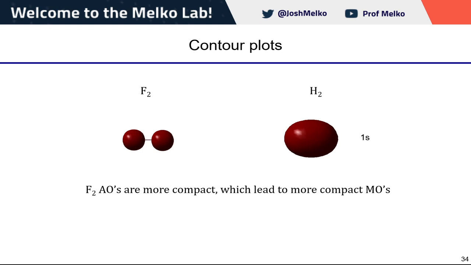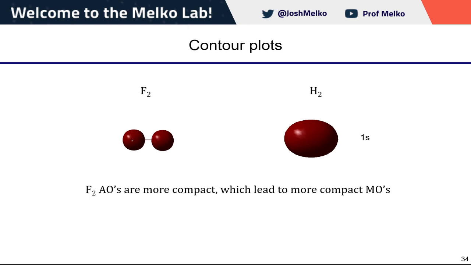So here I'm graphically showing these molecular orbitals I built in this program called Gaussian, calculated for hydrogen 2 versus fluorine 2. And the atomic orbitals are much more compact on fluorine, so you get molecular orbitals that are much more compact, right? Whereas on hydrogen, the atomic orbitals are larger, so there's more overlap, and you get this oval shape. For fluorine, the molecular orbital that's built of the two atomic orbitals looks basically like two atomic orbitals, because there's not a ton of overlap.